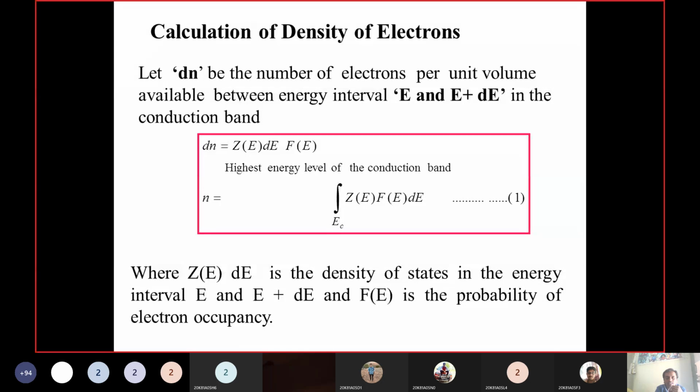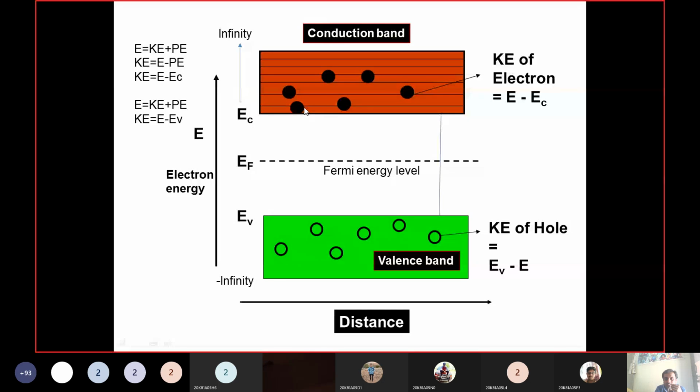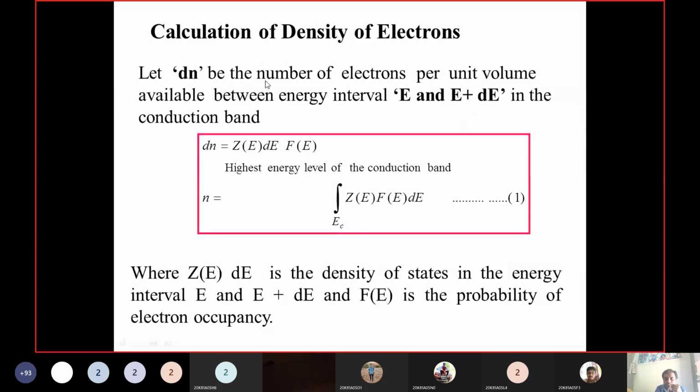So the total number of electrons in a particular energy range is Z of E dE into F of E. If you want the total number of electrons in the whole conduction band, N is equal to the integration of Z of E F of E dE. What are the limits? The lower limit is EC and the upper limit is infinity. So the limits are EC to infinity, and this gives the total number of electrons.